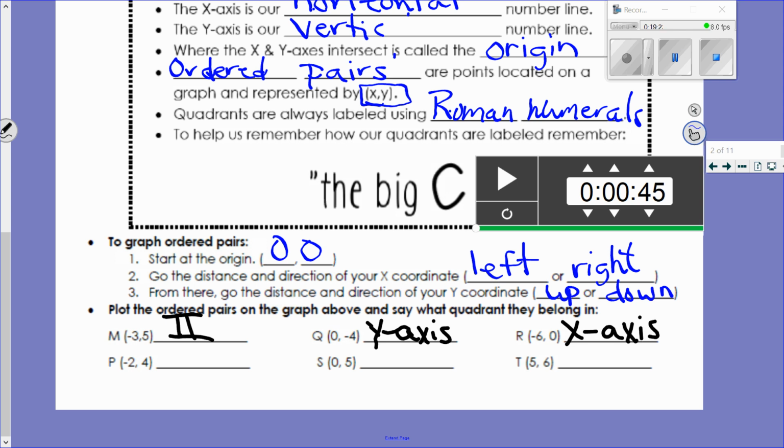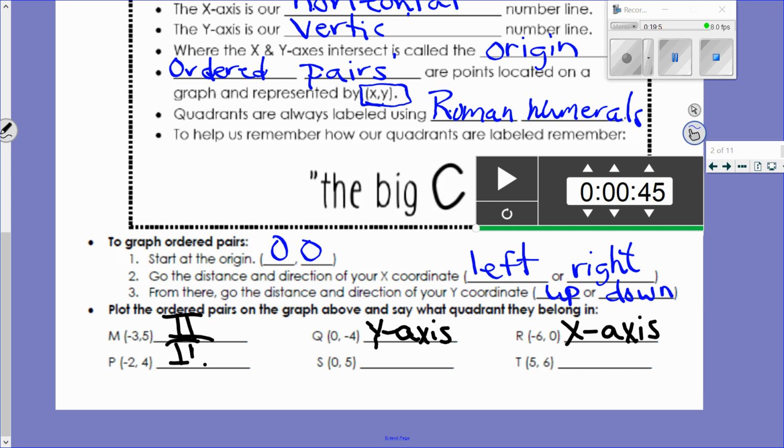-2, 4. That's a one-hander. Which quadrant? 1, 2, 3, 4. What do you think, Haley? Show me a hand. Okay, I'm seeing a lot of 2s. We'll go with 2 for now. Again, don't write these down.